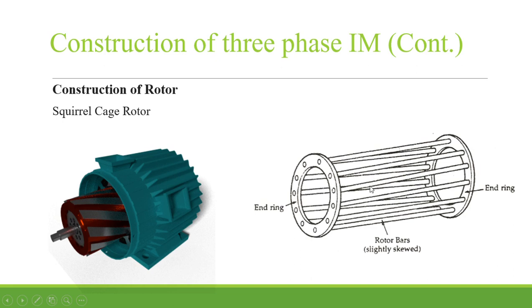To provide mechanical strength to these conductors, at the end they are bolted with the end ring. Now this arrangement looks like a squirrel cage, meaning its shape is just like a squirrel's cage, so that's why it is known as squirrel cage rotor. These end rings are permanently short-circuited.